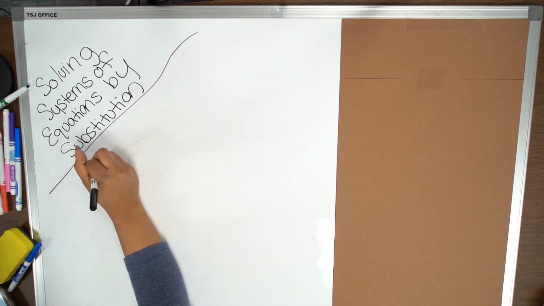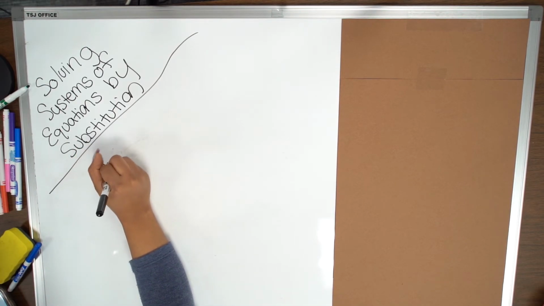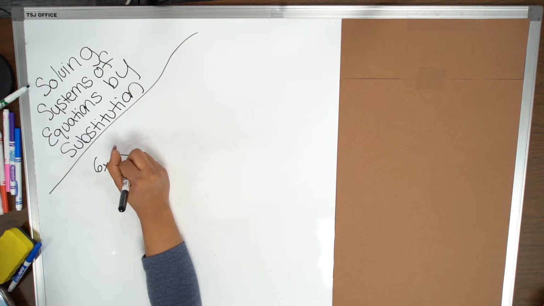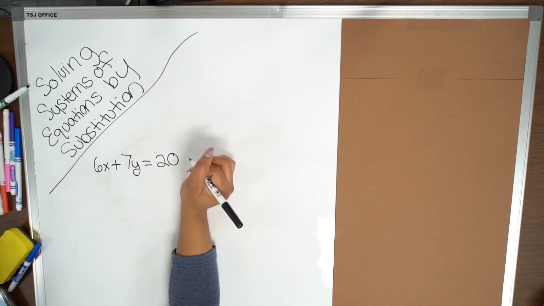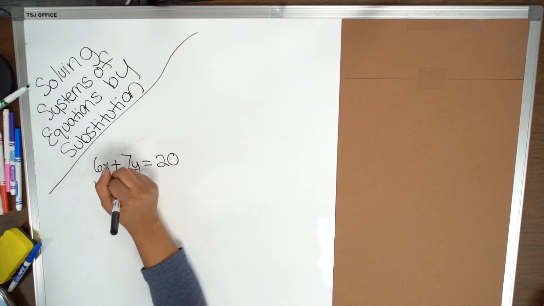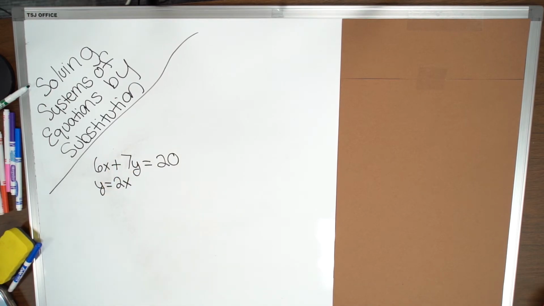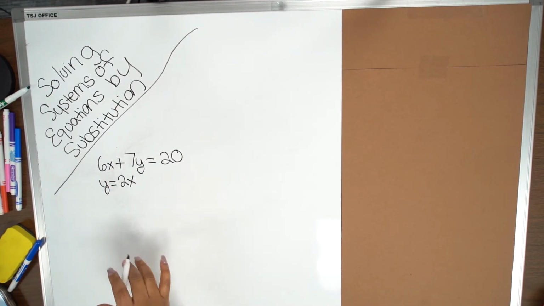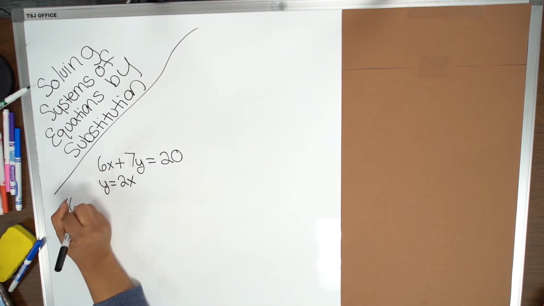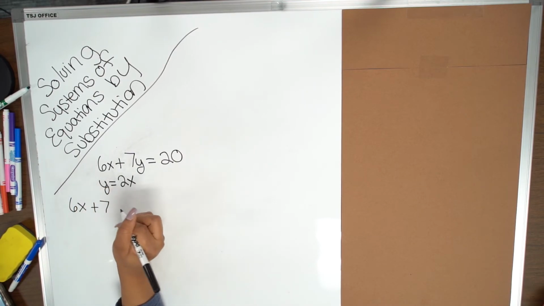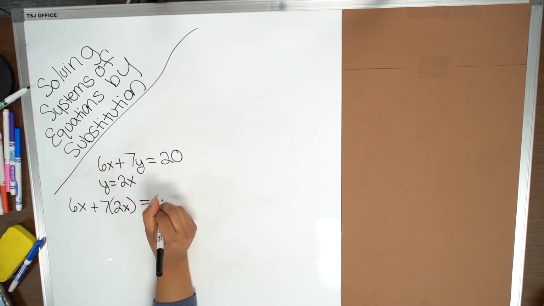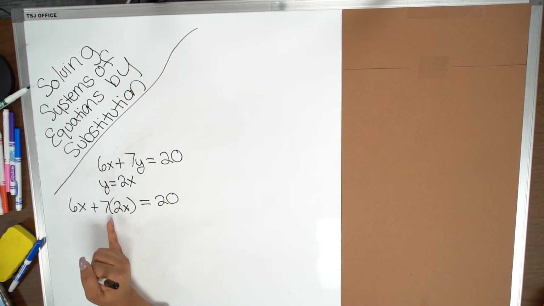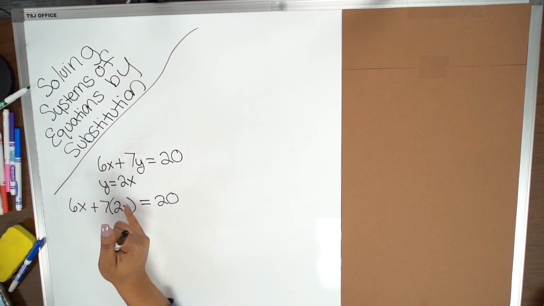All right, we can do 6x plus 7y equals 20. And right now we know that y equals 2x. Okay, so let's rewrite this. So 6x plus 7, and we know that y is 2x. So we're going to do 2x. We're just doing the parentheses to keep this together. And that equals 20.